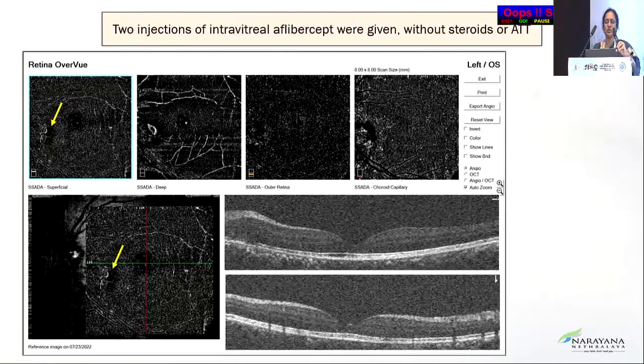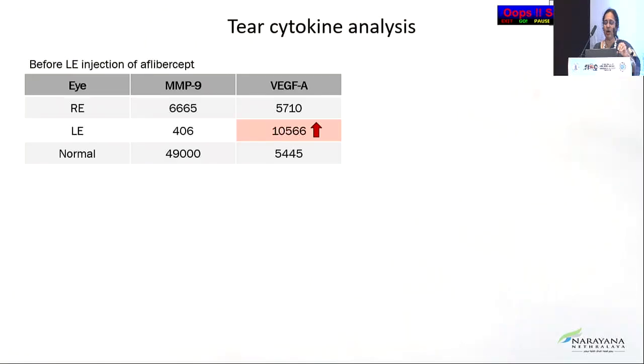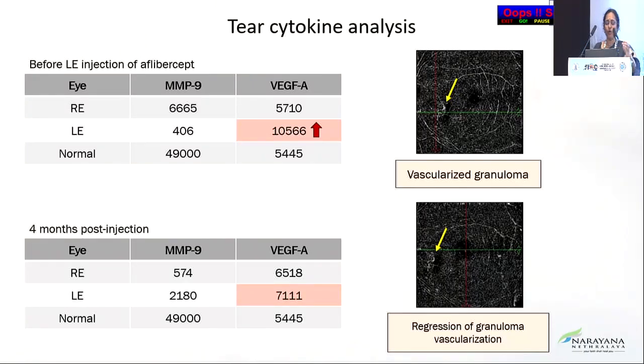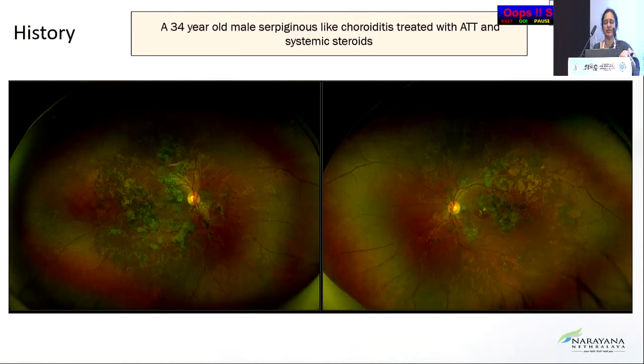Patient received 2 doses of anti-VEGF without steroids, following which we could see the resolution of the new vessels on the surface of the granuloma. Here again, we did the tear cytokines, which correlated with increased VEGF level with the vascularized granuloma, following which there is regression of the vessels and decrease in the VEGF level in the tears.